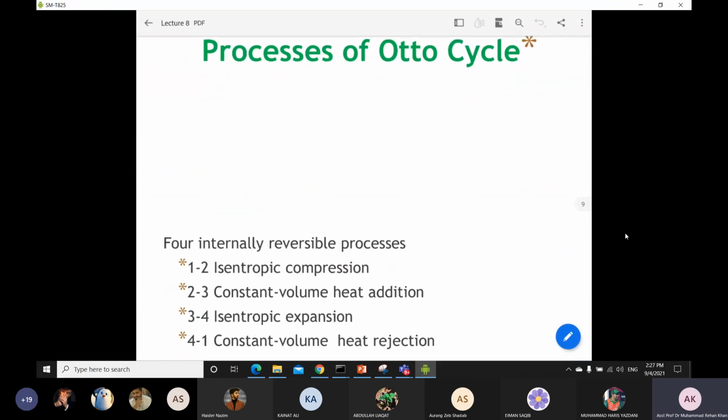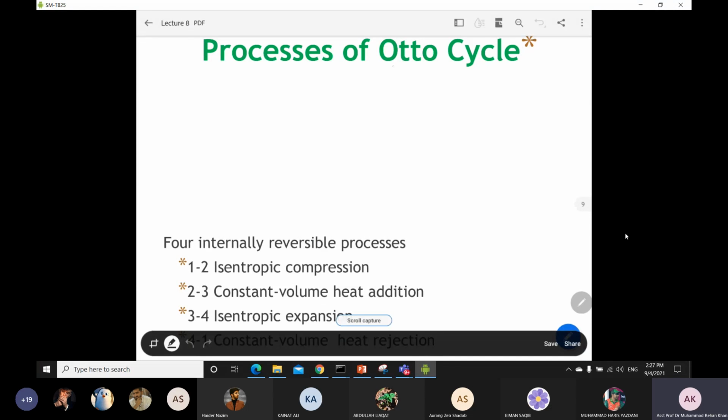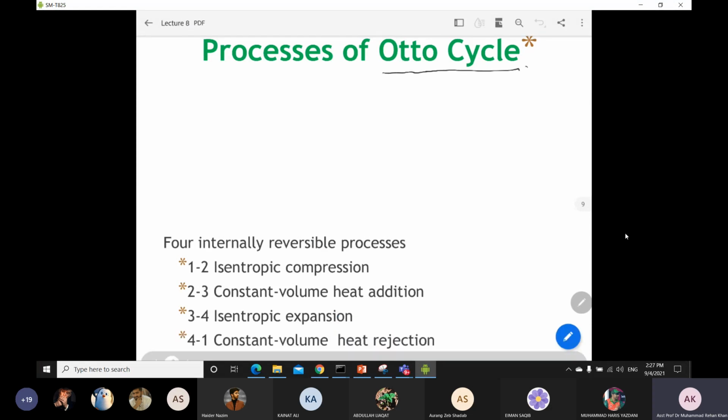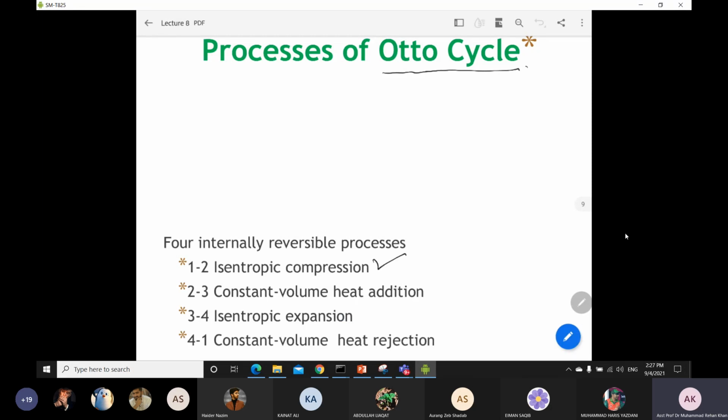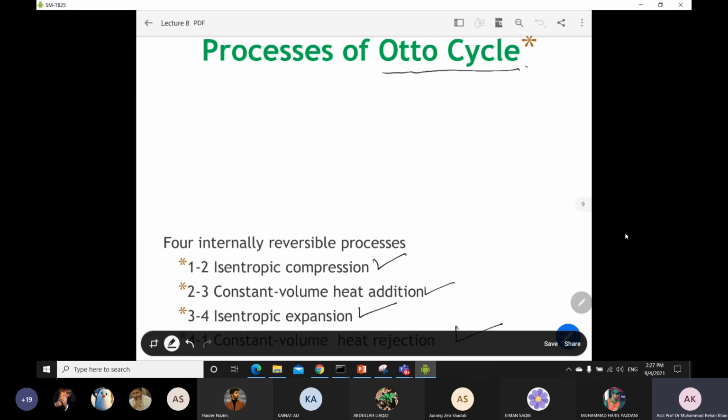Now coming towards the cycle which we frequently see in our spark ignition engines. Our spark ignition engines, or automobile engines, which is your petrol engine, work on the Otto cycle. This Otto cycle consists of 4 different processes: isentropic compression, constant volume heat addition, isentropic expansion, and constant volume heat rejection. We will draw how these 4 processes look on the TS diagram or PV diagram as well.